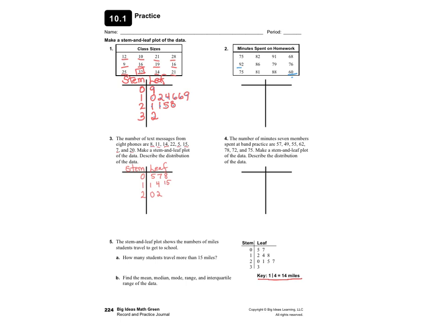I can answer questions based on a stem and leaf. How many students travel more than 15 miles? Well, I'm going to take these lines off. I can look here and think, well, where is 15? If this is 5, this is 7, this is 12, this is 14, I know that all of the other numbers are more than 15. So there's 1, 2, 3, 4, 5, 6. So 6 students travel more than 15 miles to school.